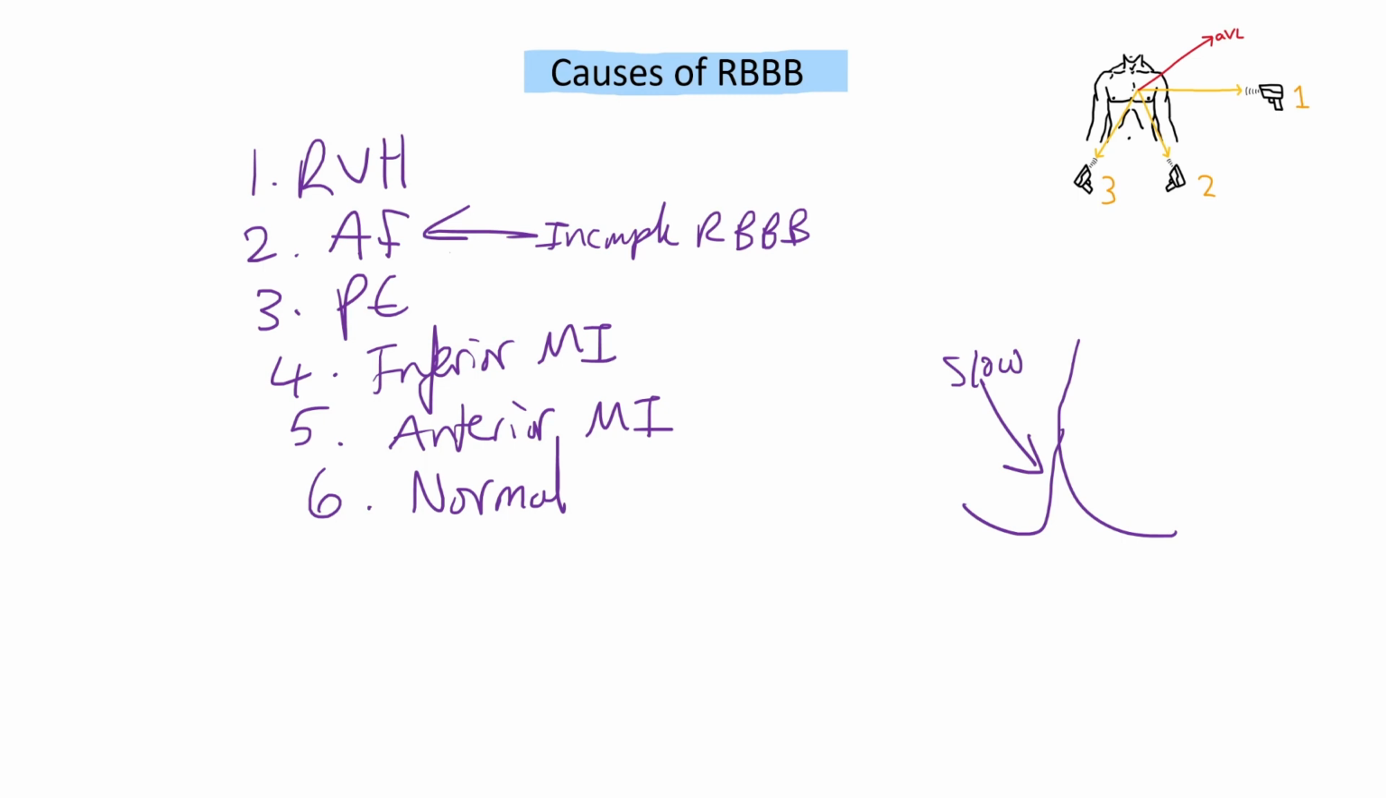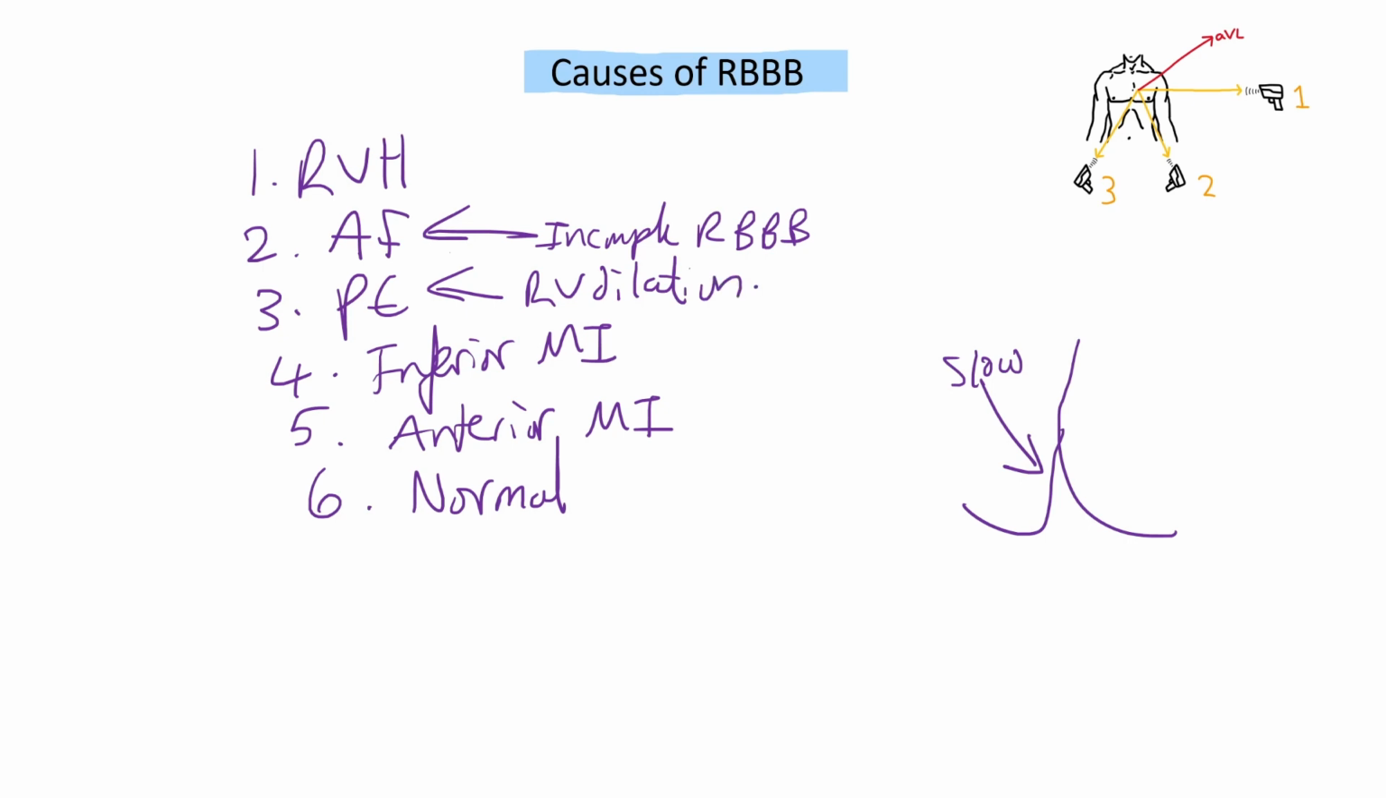So if a P wave comes at the right time, it can find the left bundle branch open, where it finds the right one refractory. Therefore you get a slight widening of the QRS that can look like an incomplete right bundle branch block. Second one is PE, and PE is due to right ventricular dilation acutely.